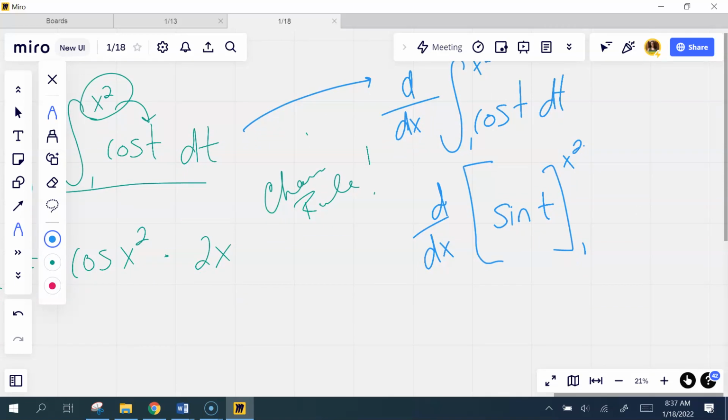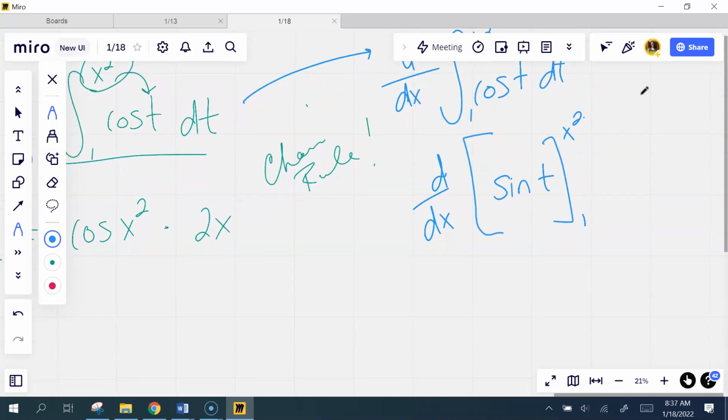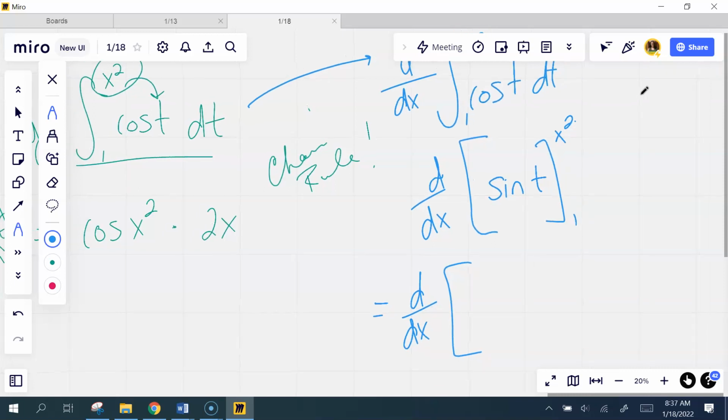We're going backwards. So the antiderivative of cosine is sine. You follow me? Okay. So I'm still going to have this d dx here, and I'm going to evaluate from 1 to x squared, which would be sine x squared minus sine 1.